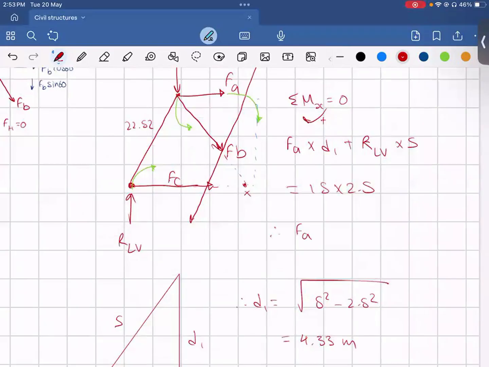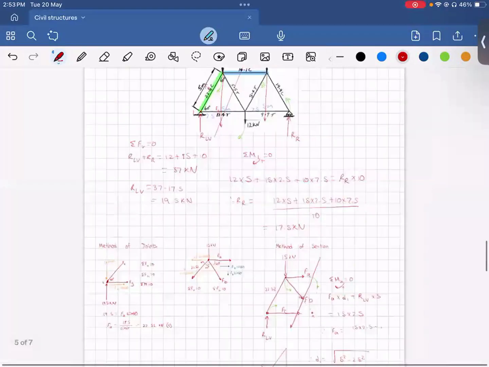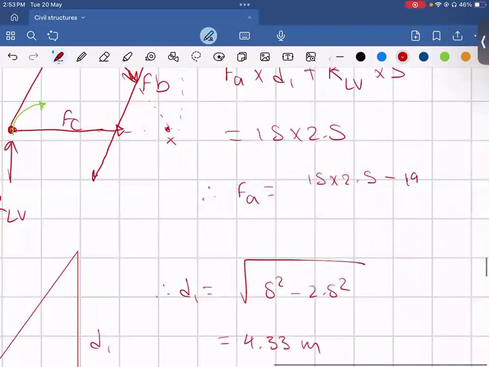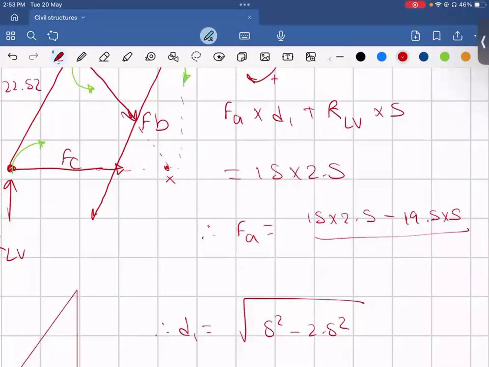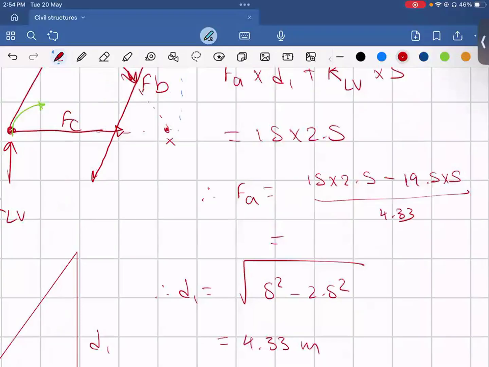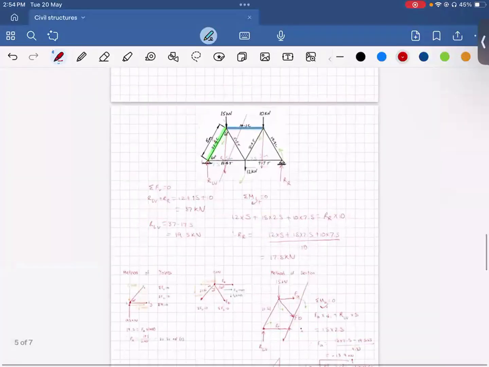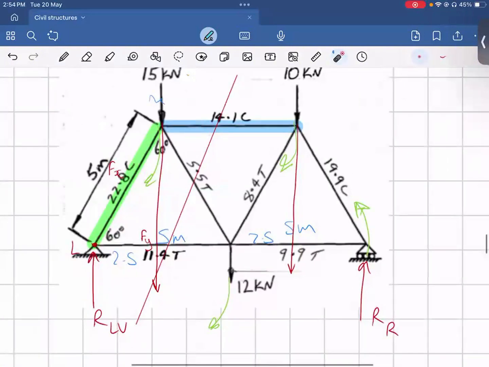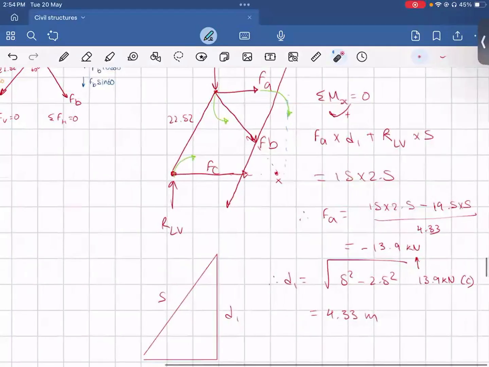Therefore, FA is equal to 15 times 2.5 minus RLV we determined as 19.5. So we get minus 19.5 times 5 all over D1, which we know as 4.33. And we get our answer as negative 13.9 kilonewtons. Now, since it's negative, that tells us that it's going to be 13.9 kilonewtons in compression. That is our answer that we can get. Now, in this case, it says 14.1, but that's just a rounding error. But other than that, this is how we go about doing method of sections.